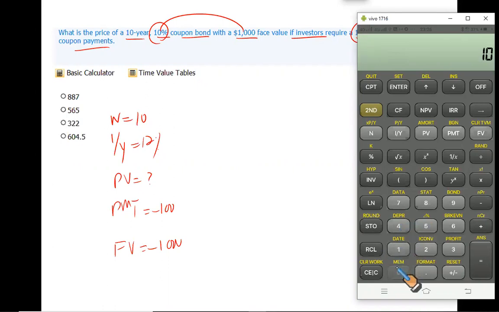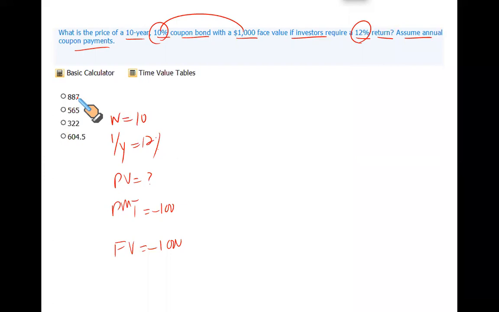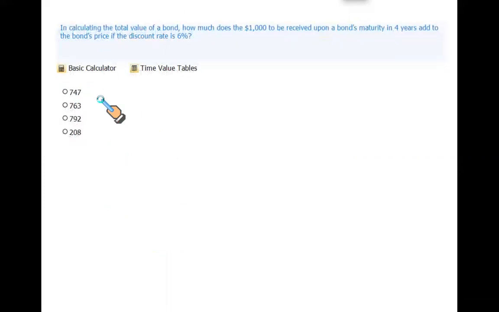10 is N. Then we have 12% as your interest rate per period. Then we have 100 negative as your payment. And then 1,000, the face value, negative at the end of the bond maturity. CPT, PV, it gives you 886.99, which I believe is a perfect match with option A. 887. So this is what you would most likely be tested on in your exam. Let's see if we have some good questions there.